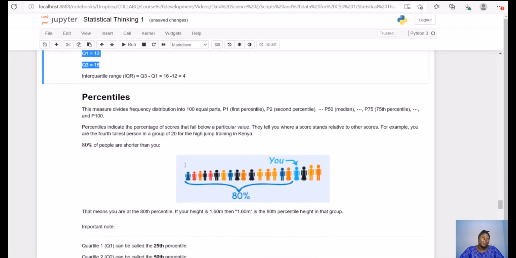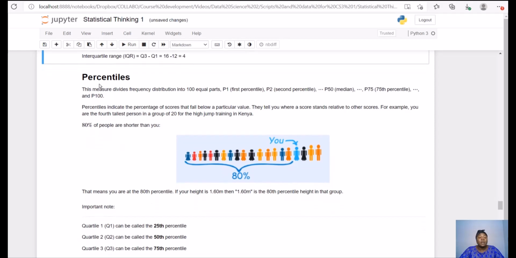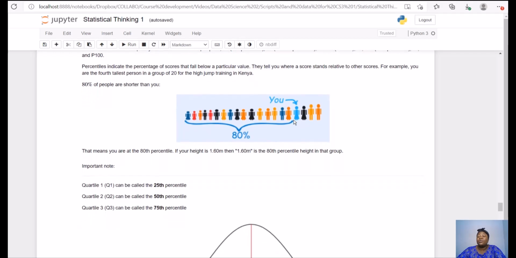So now for the percentiles, this measure divides the frequency distribution into 100 equal parts. So just like we have explained earlier, the first one, P1, gives you the first percentile, while P100 gives you the 100th percentile. So this percentile indicates the percentage of scores that fall below a particular value. So they usually tell you how this score stands relative to other scores.